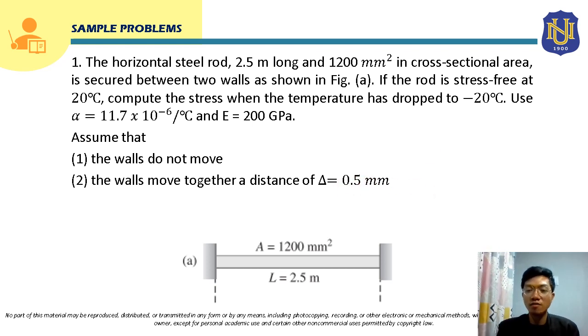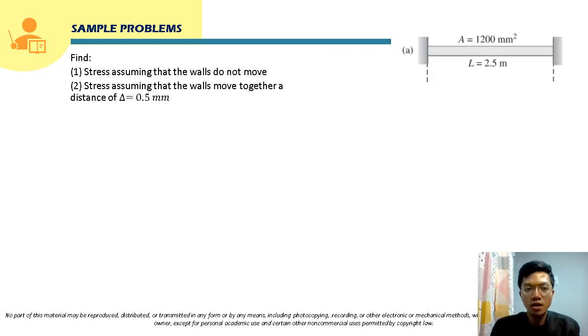Let's start solving this problem. For this problem, we are going to determine the stress under two conditions. For the first one, our assumption is the walls will not move, so we determine the stress assuming that the walls do not move. For the second condition, we are going to solve for the stress assuming that the walls move together a distance of 0.5 millimeter.